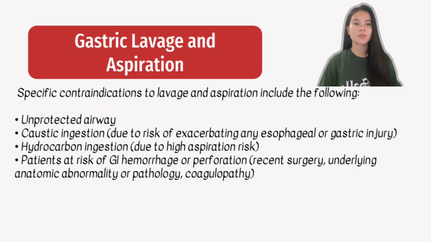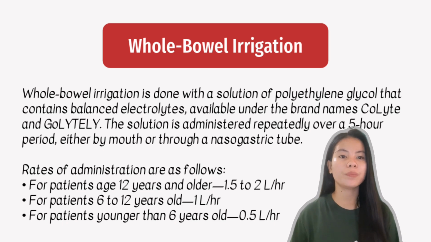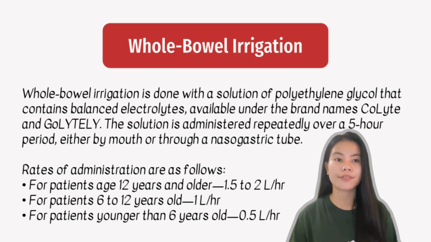In addition, specific contraindications to lavage and aspiration include the following. First, unprotected airway. Second, caustic ingestion due to risk of exacerbating any esophageal or gastric injury, or coagulopathy. Whole bowel irrigation. Whole bowel irrigation is done with a solution of polyethylene glycol that contains balanced electrolytes, available under the brand names Colyte and GoLYTELY. The solution is administered repeatedly over a 5-hour period, either by mouth or through a nasogastric tube.